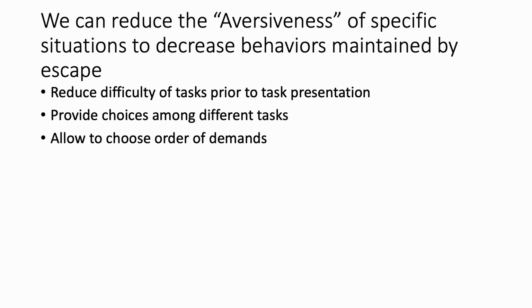So when you're trying to target behaviors that are negatively reinforcing for the client, there are some more things that we can do. For example, we can modify antecedents to make it less likely that a situation is aversive. Basically, we can reduce the aversiveness of a situation in order to decrease those behaviors that are maintained by escape. For example, we can reduce the difficulty of tasks prior to a task being presented.